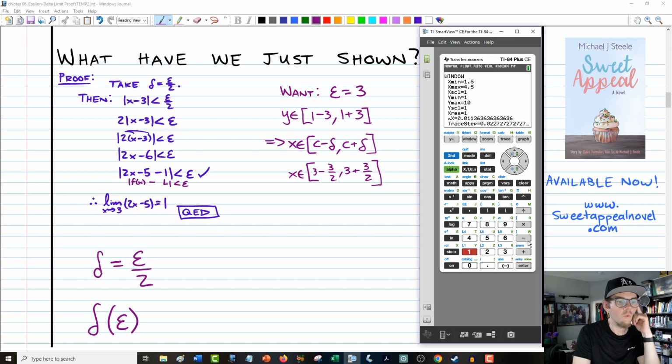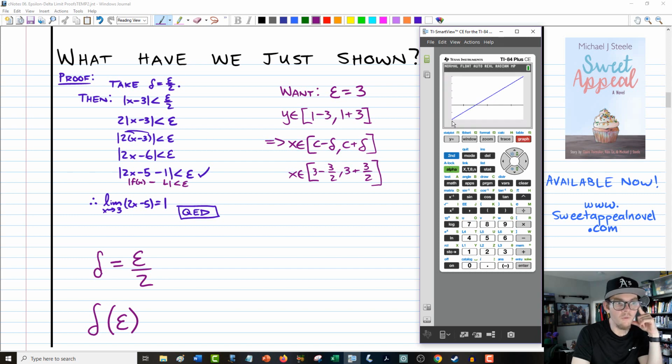For the y, I want 1 minus 3, and then 1 plus 3. Again, what we're saying here is that if we're within 1.5 units of 3 in the x direction, our y values will all be within 3 units of the limit value, which is 1. And graphically, we will see the entire line's graph in the window. We'll literally go corner to corner. Watch it happen.